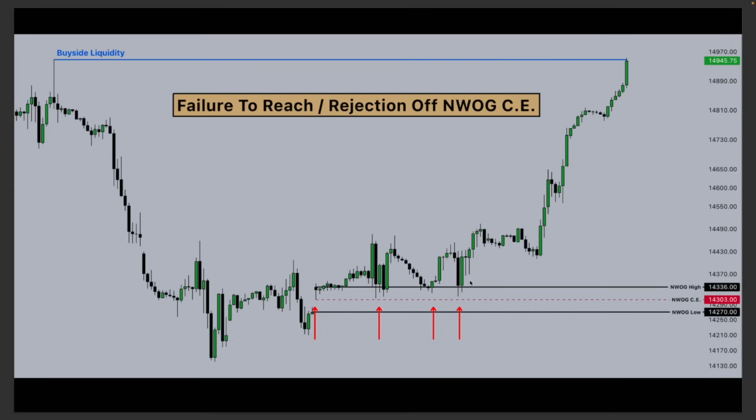It's the algorithmic signature telling us that price is strong and it doesn't want to even go down to consequent encroachment. Again, it's permissible for wicks to come down here. It's permissible for wicks to dig down to the bottom of the new week opening gap as long as the bodies stay in. But this is a strong algorithmic signature telling us that price is refusing to go down there and it's going to seek buy side. Okay, and as you can see, we expanded away from this structure, these failures, into the new week opening gap CE, and attacked buy side liquidity.